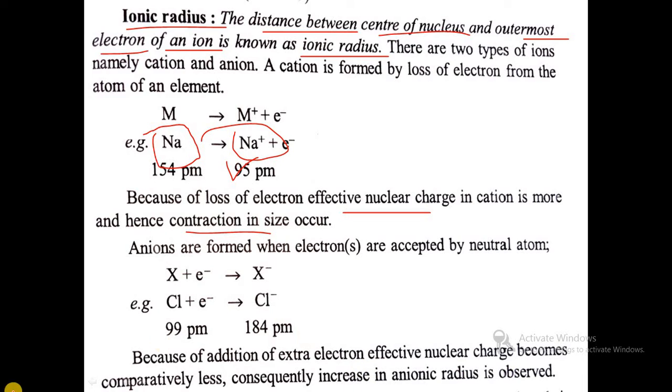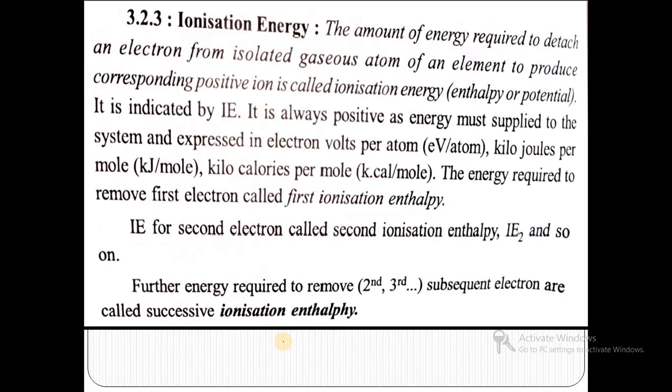Anions are formed by gain of electrons, and here, due to the addition of an extra electron, the effective nuclear charge becomes comparatively less, and consequently an increase in anionic radius takes place. So Cl has a 99 picometer radius, but in the Cl minus form 184 picometer is formed.